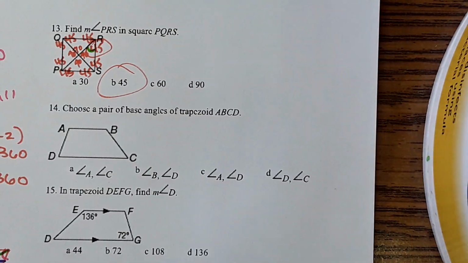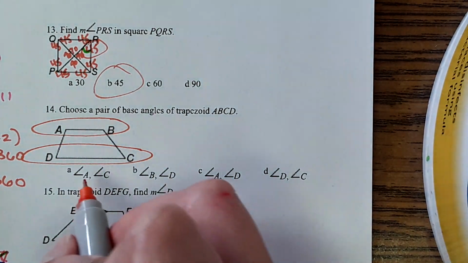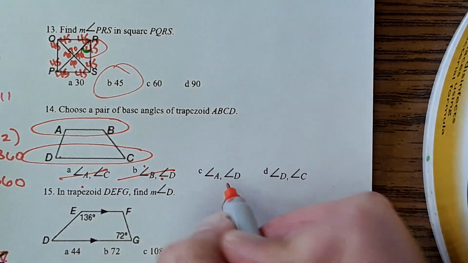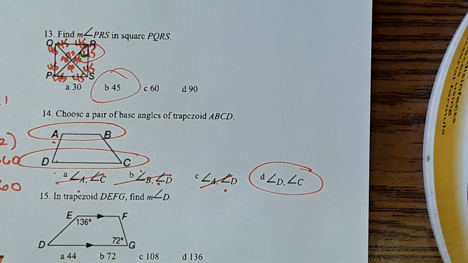Choose a pair of base angles. A and B are base angles, and so is D and C. So is A and C? No. B and D? No. A and D? Nope. D and C? Yes, that's it.